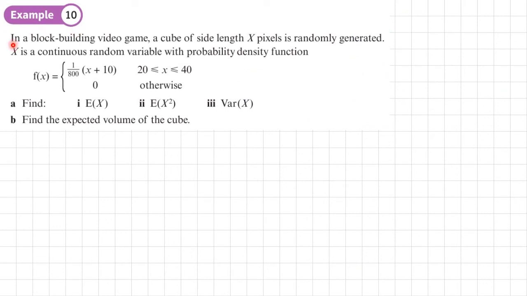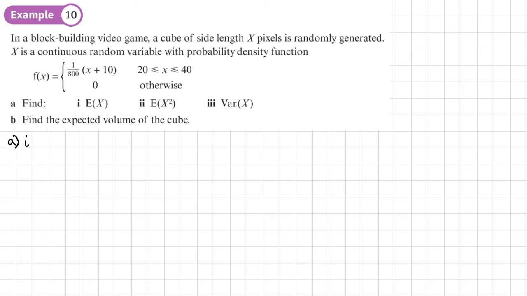Example 10. In a block building video game, a cube of side length x pixels is randomly generated. X is a continuous random variable with probability density function given here. So when the side length is between 20 and 40 pixels, the probability is 1 over 800 times x plus 10. No other side length pixels appear. And we'll start with part A.